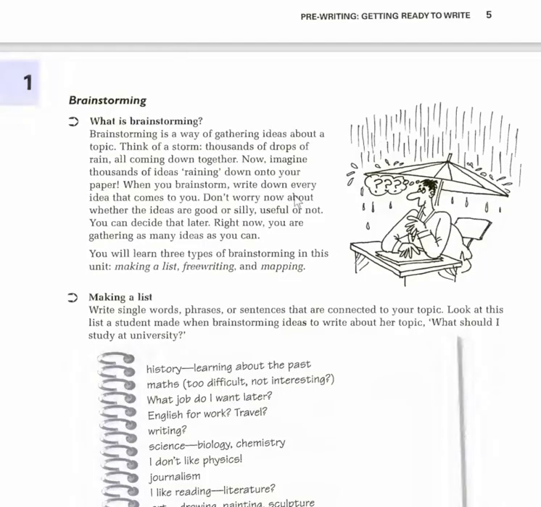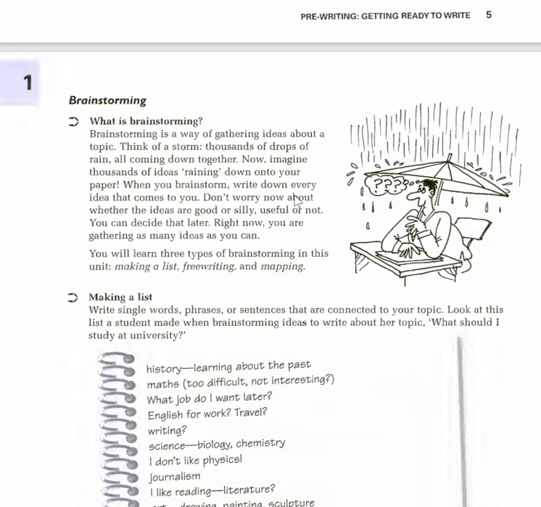What is brainstorming? Brainstorming is a way of gathering ideas about a topic. Think of a storm, thousands of drops of rain, all coming down together. Now imagine thousands of ideas raining down onto your paper. When you brainstorm, write down every idea that comes to you. Don't worry now about whether the ideas are good or silly, useful or not. You can decide that later. Right now, you are gathering as many ideas as you can.